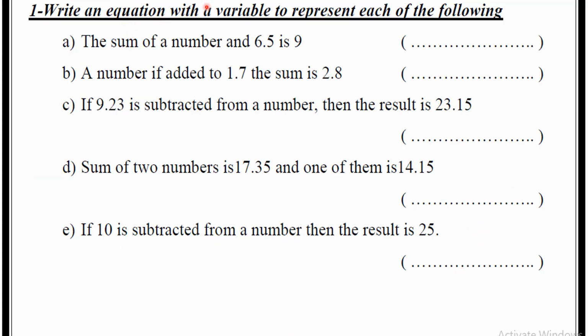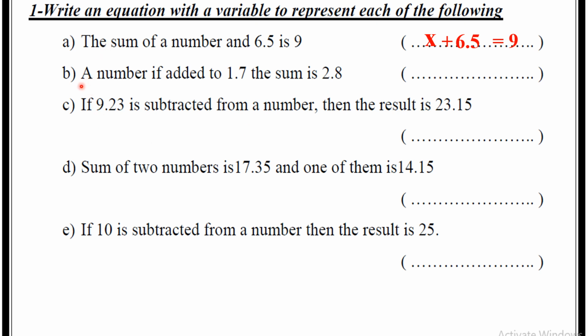Write an equation with a variable to represent each of the following. In letter A, we have: the sum of a number and 6.5 is 9. Here, sum means plus. A number means a variable. We don't know the value of the number, so we can represent it using x, y, z, any letter we want. So here we will represent it using x. And 6.5 is a number, and is means equal 9. So let's write the equation here. It will be x plus 6.5 equals 9.